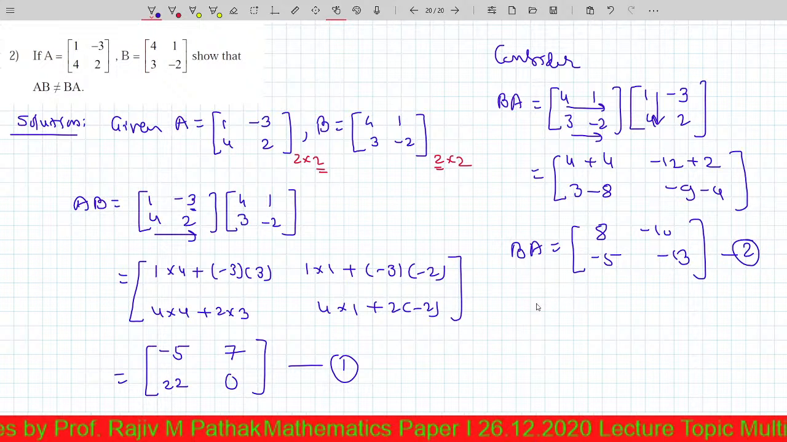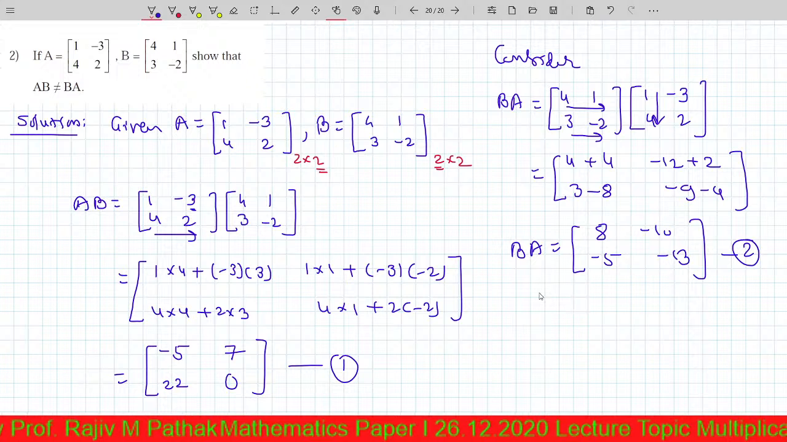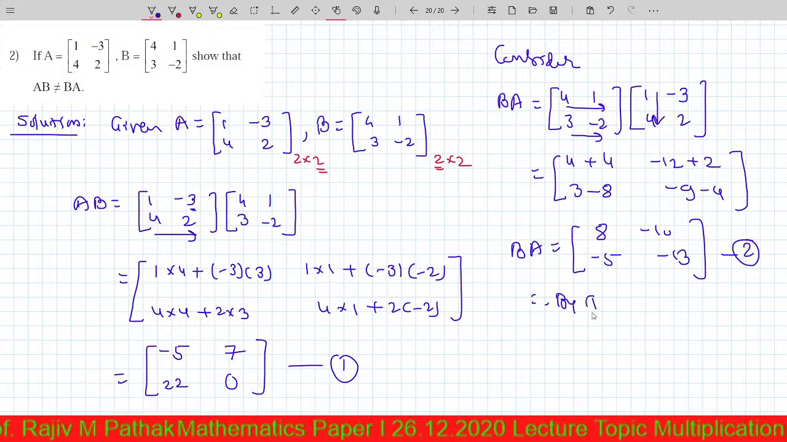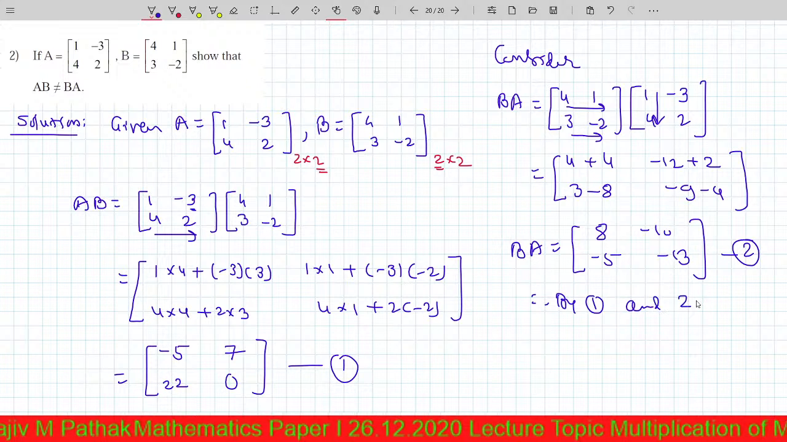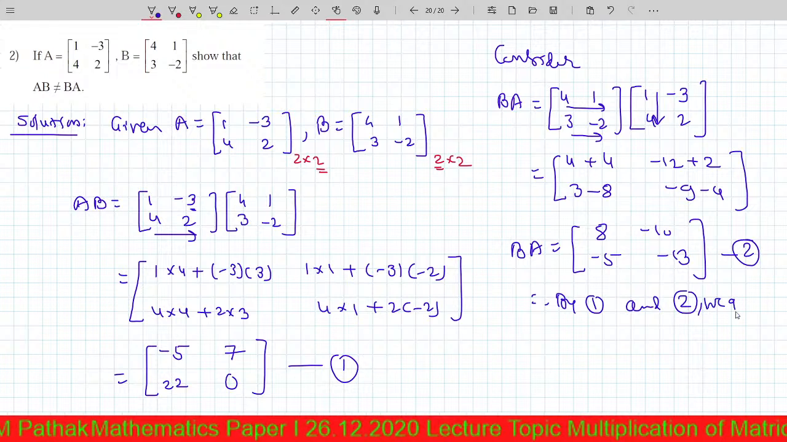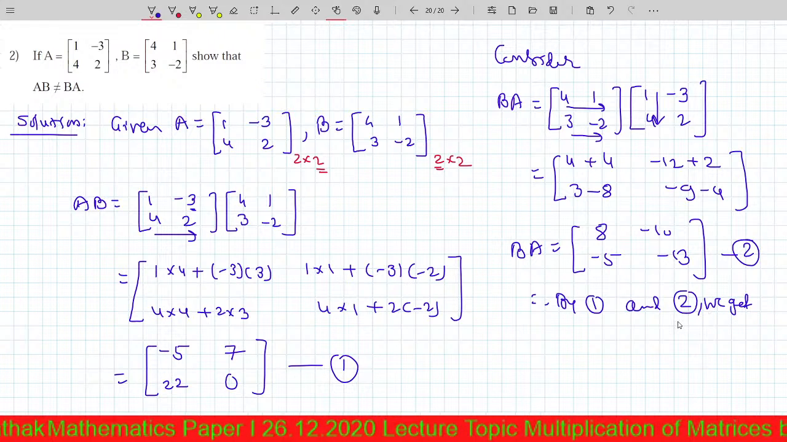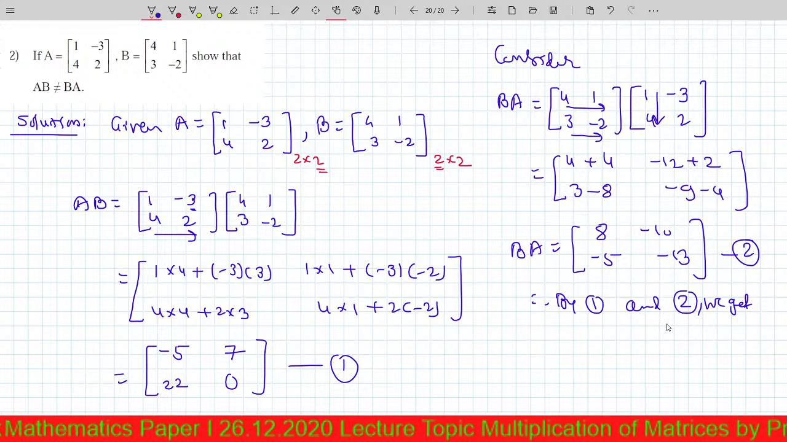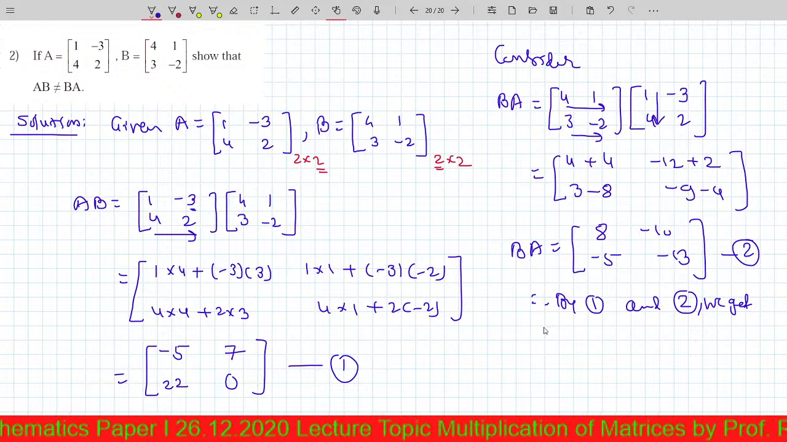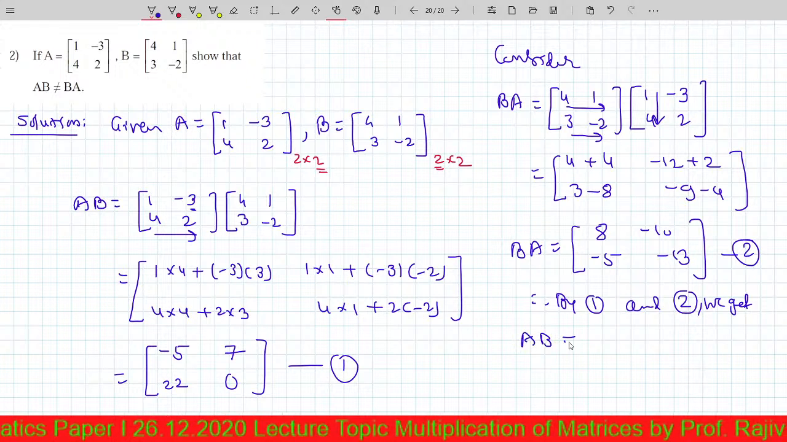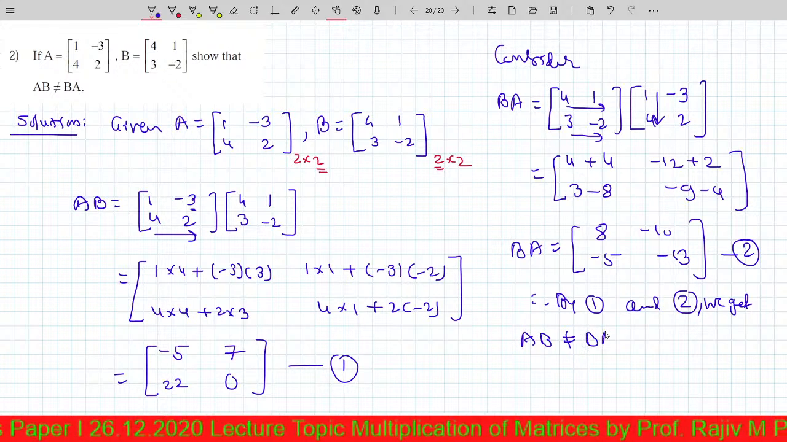So what we observe, 1 and 2 are not equal. Okay, so therefore by 1 and 2 we get AB is not equal to BA.